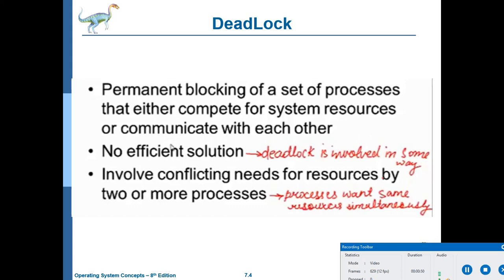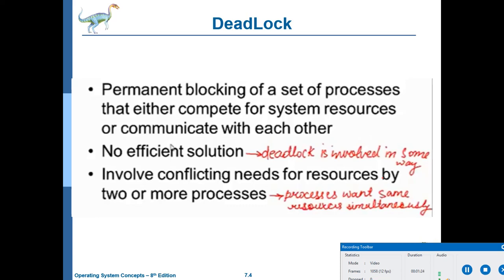In the last class we discussed what a deadlock is. Deadlock is a problem of permanently blocking a set of processes that compete for system resources or communicate with each other. The problem of deadlock arises because of the careless use of wait and signal operations while using semaphores for inter-process communication. There is no efficient solution. Deadlock may be involved in some way.